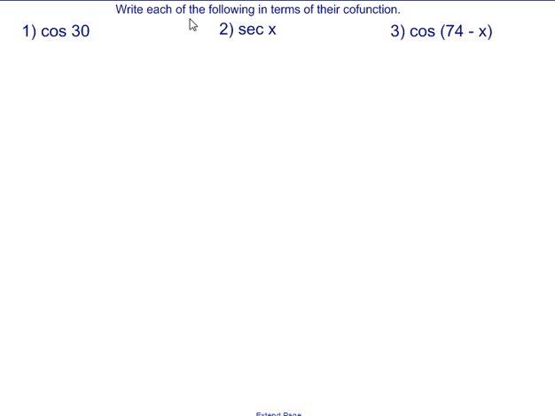So let's write a couple of these in terms of their cofunction. So the first one, cosine of 30 degrees. First thing we've got to do is figure out what its cofunction is. Well, its cofunction is going to be sine. Then we have to find the complement of 30 degrees. So to do that, we're taking 90 minus 30, which should equal the sine of 60.